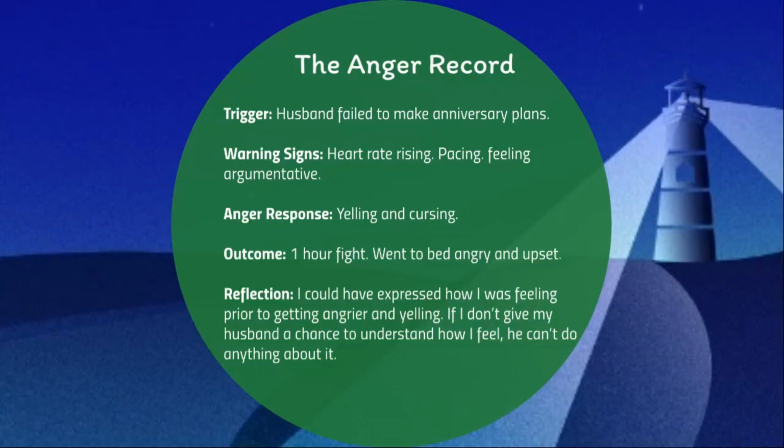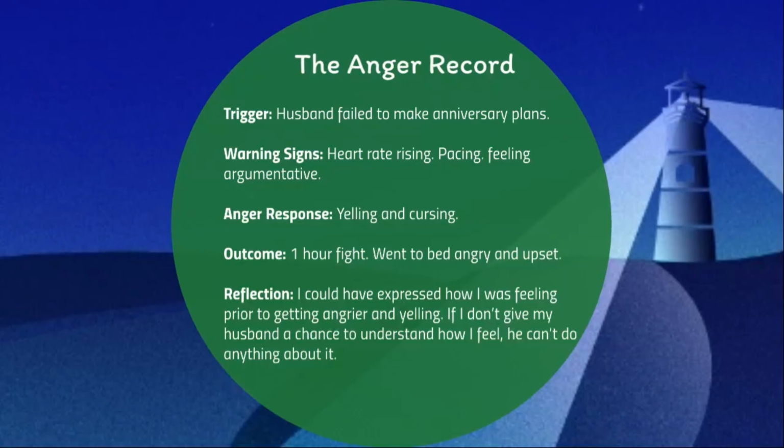So here's an example of what a properly completed anger reflection looks like. So the trigger is maybe that your husband failed to make anniversary plans. The warning signs that you're getting angry, you're noticing those physical sensations like your heart rate is rising, and then behaviorally, maybe you're pacing, and then emotionally, maybe you're feeling argumentative. The anger response that you have is that you're yelling and cursing. The outcome of that could be that there was a 1 hour fight. You guys went to bed angry and upset.